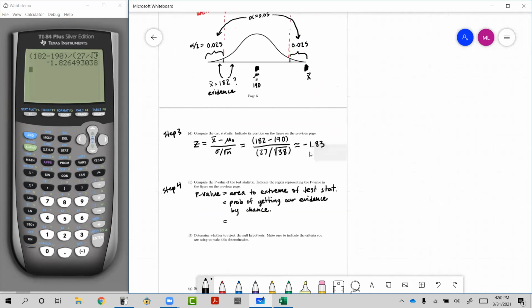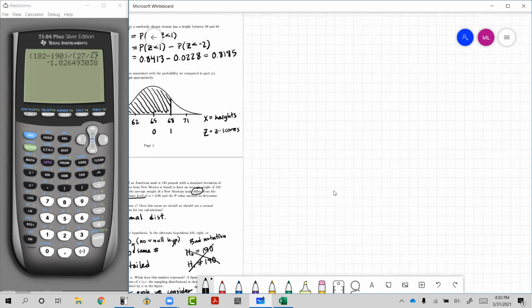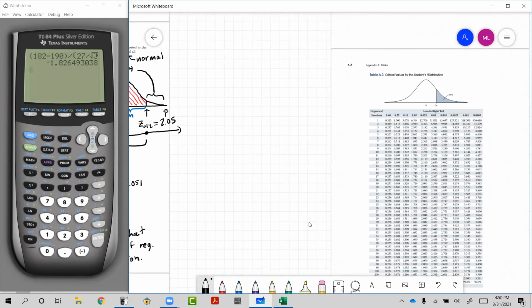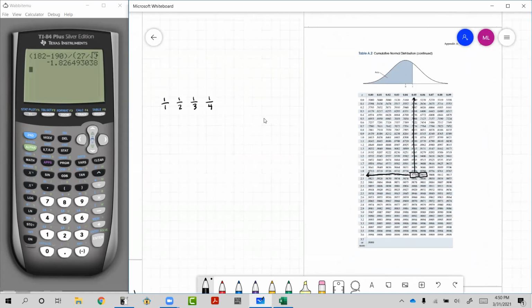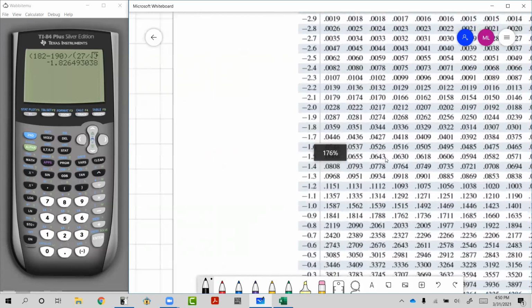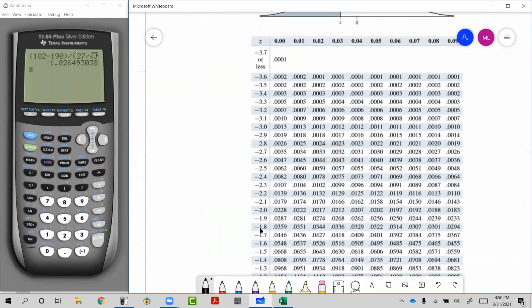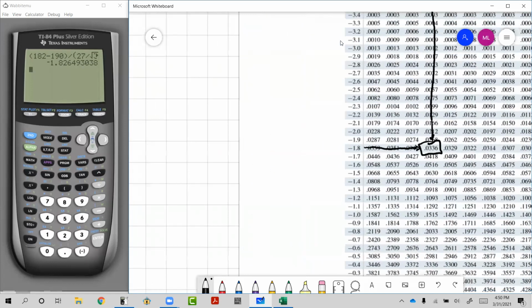So let's do that. I want to find this area associated with z equals negative 1.83. Let me go find those tables. They're up here a ways. Okay. So find the negative z-scores. It was negative 1.83. Let me zoom in so we can all read it. Here is the table I need. Here's negative 1.8. Here's 0.03. Those two things meet right there. So there's the number, 0.0336.